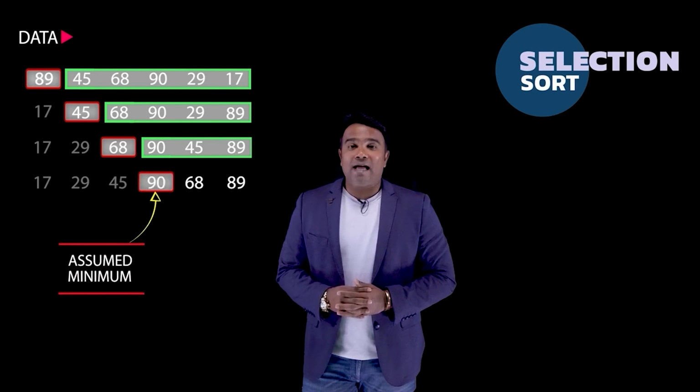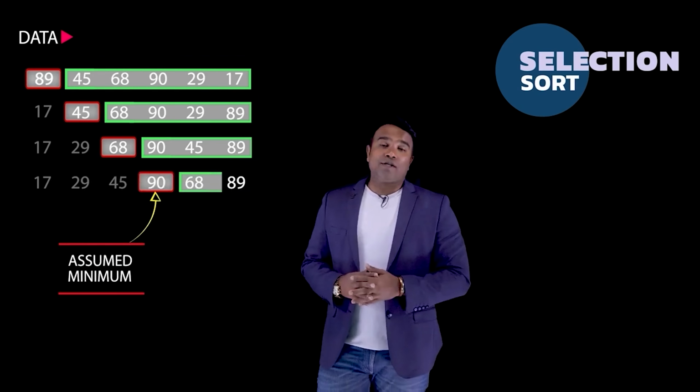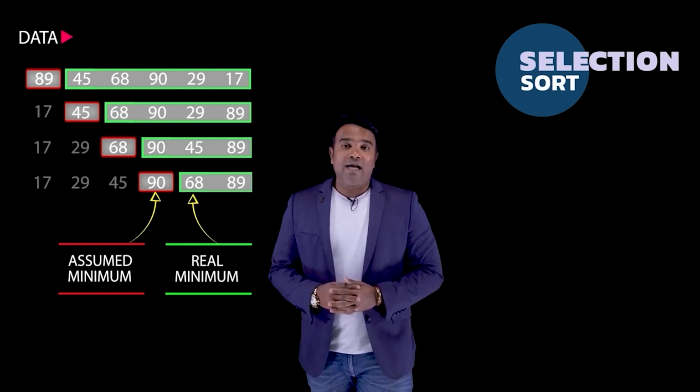After which, again I'll have to proceed assuming the next element, that is 90, as the minimum, and then go in search of the real minimum, and you know the real minimum happens to be 68, and I'll have to swap again the assumed minimum and the real minimum, and the remaining elements would be as they are.